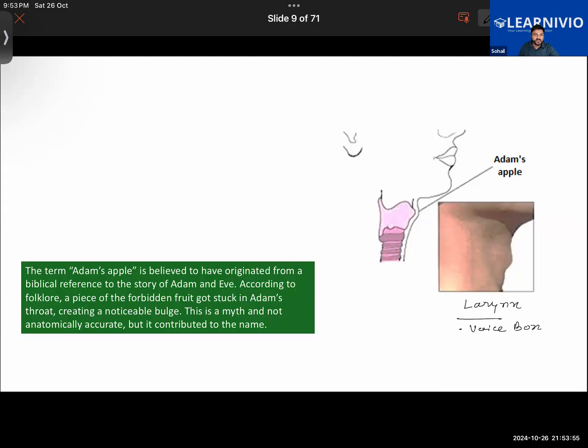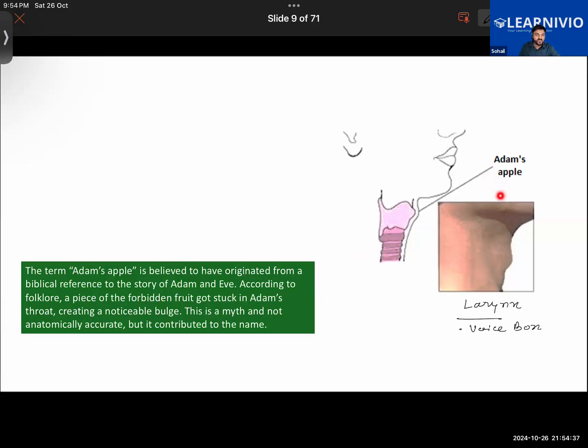So it is said that the prophet Adam was forbidden to eat from a tree. There was an apple tree from which he was forbidden to eat the apple. But he was deceived into eating a piece of that forbidden fruit by Iblis, basically the devil, right? So he ate that apple, and it is said, but this is a myth actually, and it is not correct, that the apple got stuck in the throat of the prophet Adam, right?